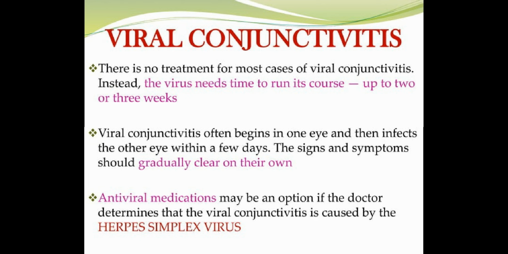Now, management for viral conjunctivitis. There is no treatment for most cases of viral conjunctivitis. Instead, the virus needs time to run its course, up to 2 or 3 weeks. Viral conjunctivitis often begins in one eye and then infects the other eye within a few days. The signs and symptoms should gradually clear on their own.